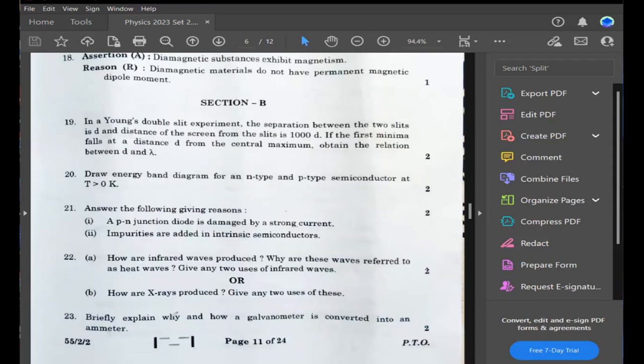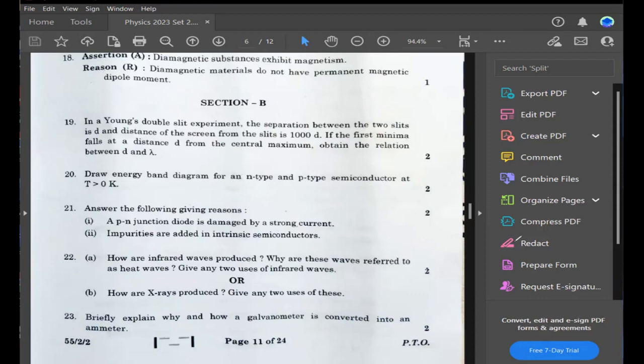Question number 23. Why and how is a galvanometer converted into an ammeter? Why is it converted? Because a galvanometer is a very sensitive device. It cannot measure the current. An ammeter measures the current. And how is it converted? By connecting a shunt resistance, a very low resistance, in parallel to the galvanometer, it gets converted into an ammeter.